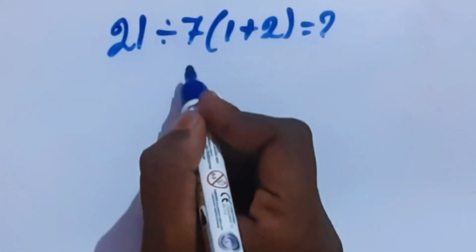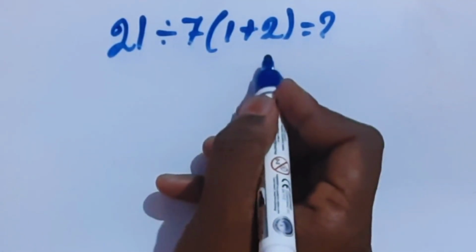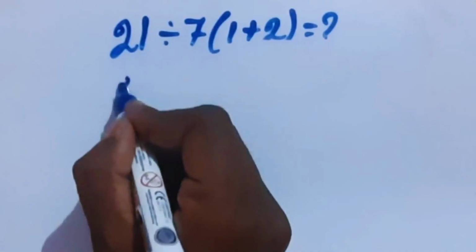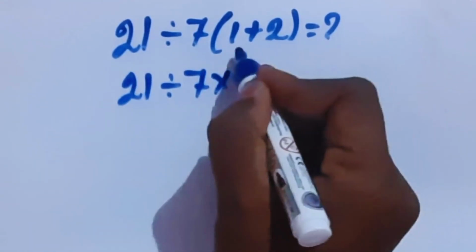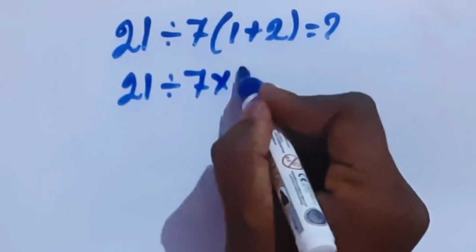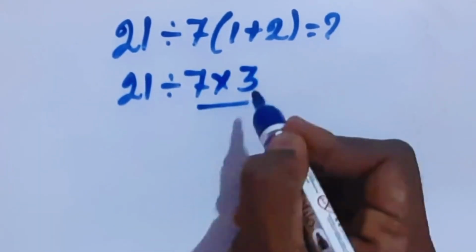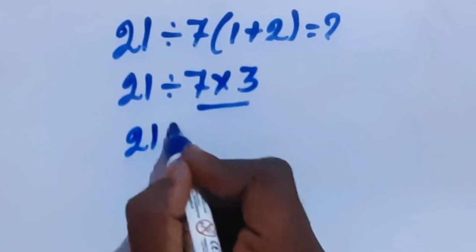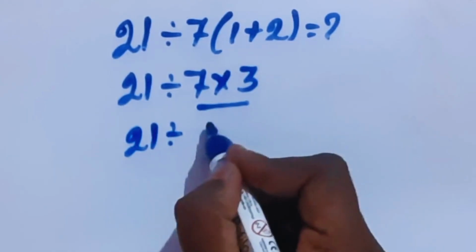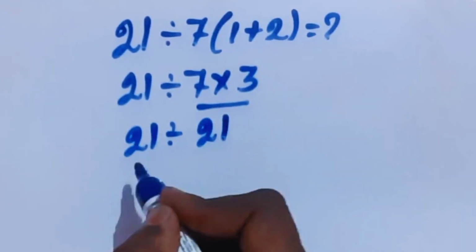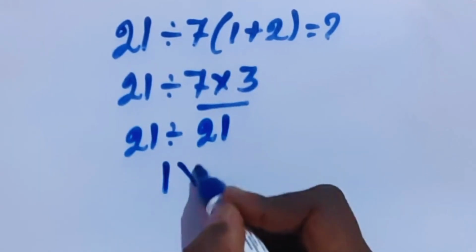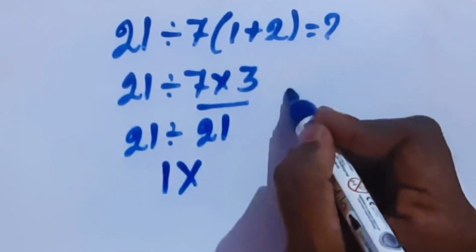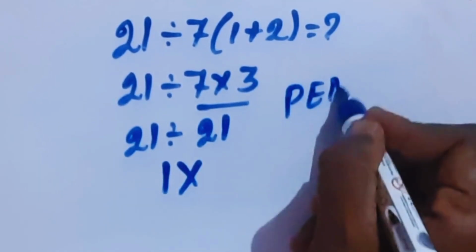Hi guys, most of them get answer 1 for this problem in the wrong way. Here, 21 divided by 7 times (1 plus 2) is 3. This is 21 divided by 7 times 3, which is 21. Here, 21 divided by 21 is 1. This is wrong, as per the order of operations.